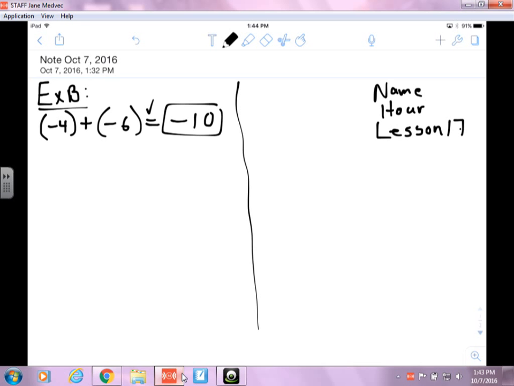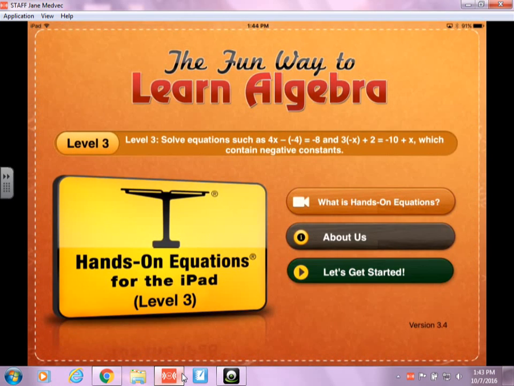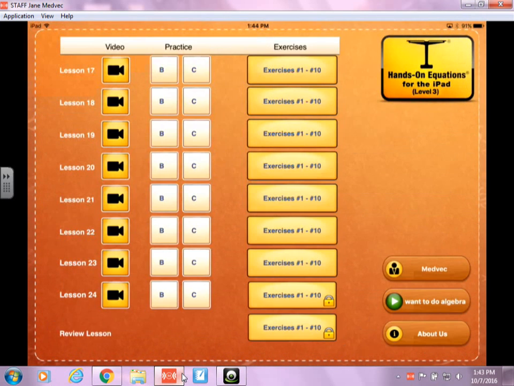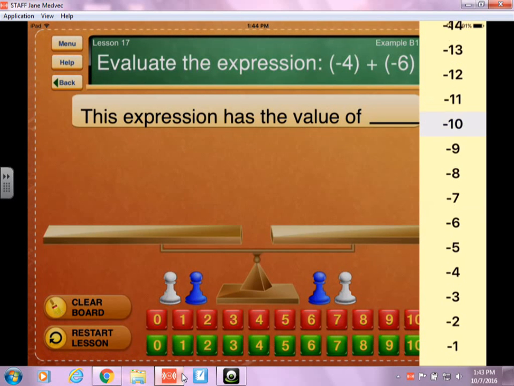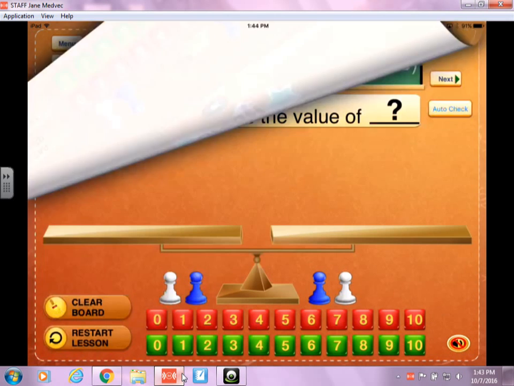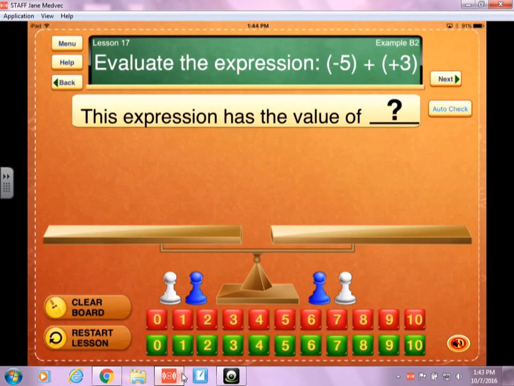Okay? All right, so I'm going to go back now to my app. And of course it helps me out. So I go back here and I put in -10, and it says I'm a star. Okay, let's move on. Okay, here's the next one. Notice it says B2. Okay, so this is the second part of B. And you'll notice I have a -5, and I'm going to add a +3. Okay, so I'm going to grab my -5, which is my green cube, and I'm going to add a 3, which is a red cube. Do you see that? Do you see how I'm adding them?